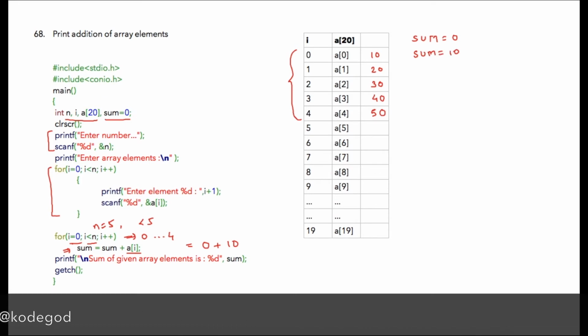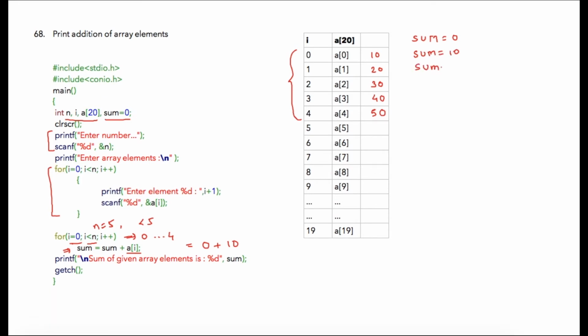Then in the second iteration, sum will be stored as the current value of sum, that is 10, plus a of 1, that is 20. So sum will become 30. Similarly, in the next iteration, this 30 and this 30 will be added. So sum will become 60.